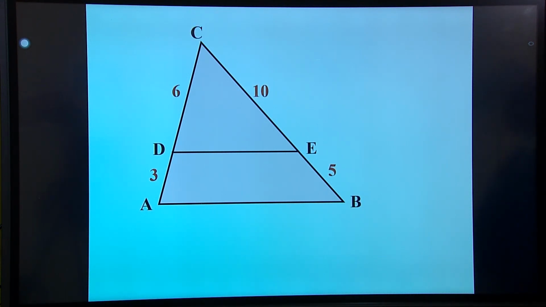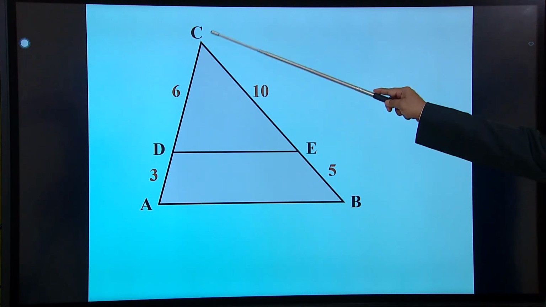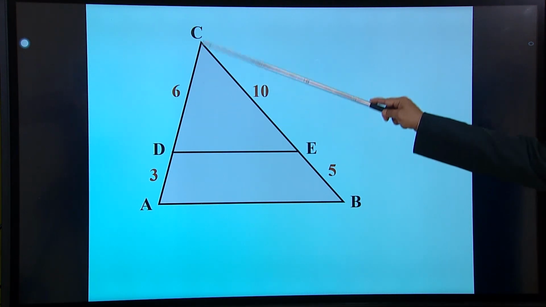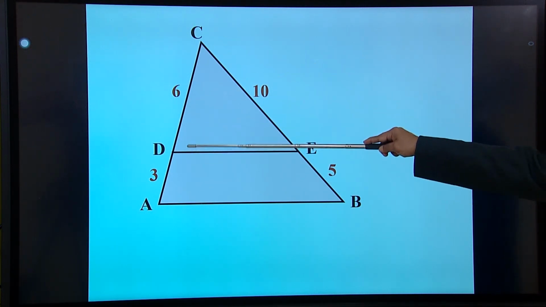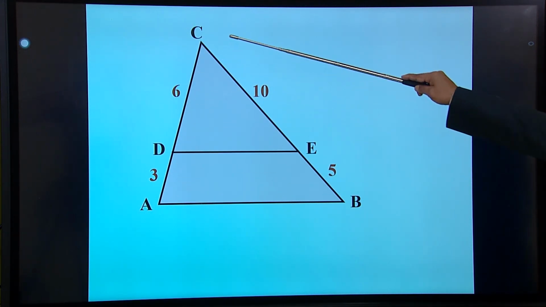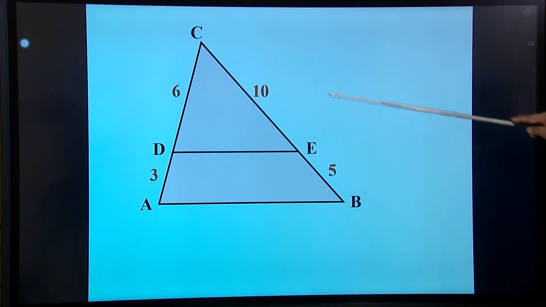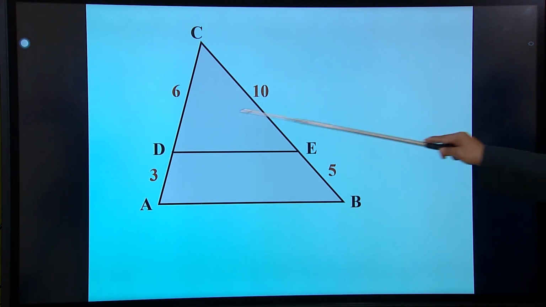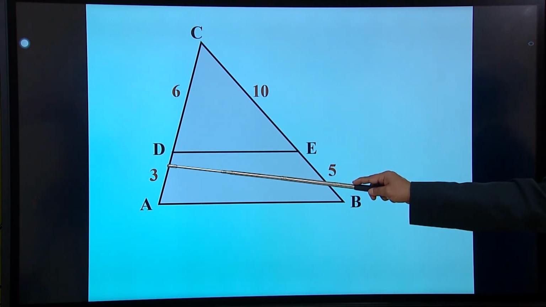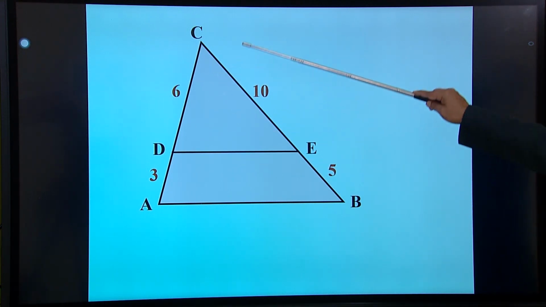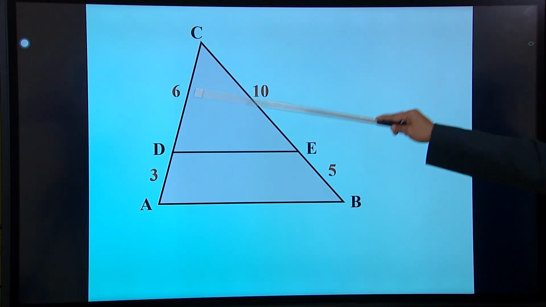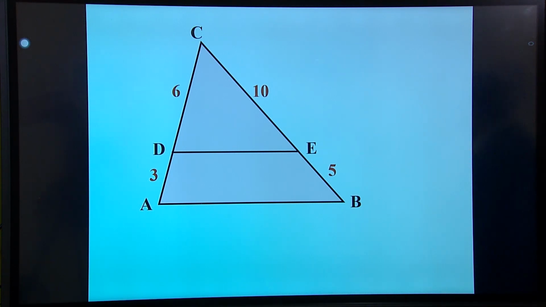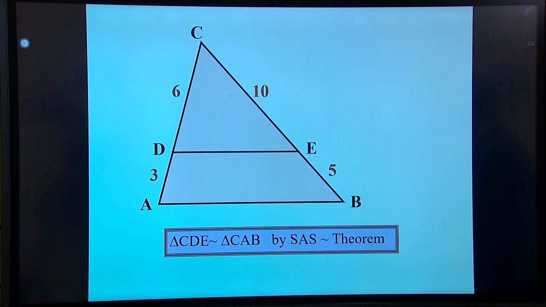Let's have a look at this problem. Can we say these two triangles are similar? If I look at triangle CA, if that is the length of CA, which is 9, 6 plus 3, and that is 6, so 6 over 9 is 2/3. If I look at C and E, which is 10 over CB, which is 15, so 10 over 15 is also 2/3. That means these two sides are in proportion, all right? And C is a common angle, so we have side, angle, side. And I can say, therefore, that these two triangles are similar.